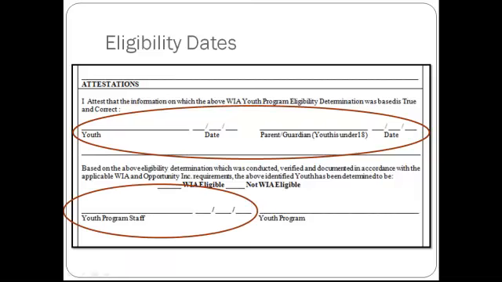After this, the youth program staff must sign and date the form. The date that the youth program staff signs this form must be on the day of or after the youth and parent or guardian signs and dates it.